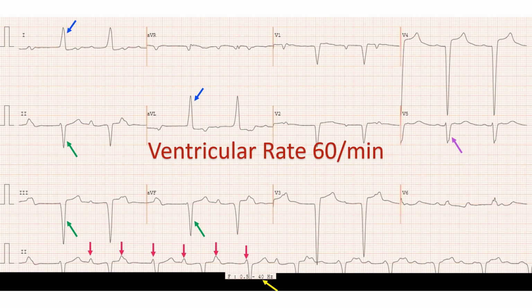But there is a catch here. It should be an infrahisian block as the QRS is wide. We would expect the ventricular escape rate to be around 40 per minute. But here it is 60 per minute. This should make us suspect that it is a right ventricular apical paced rhythm in a person with complete heart block.